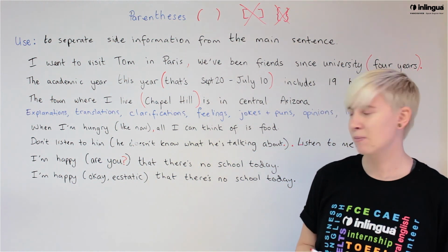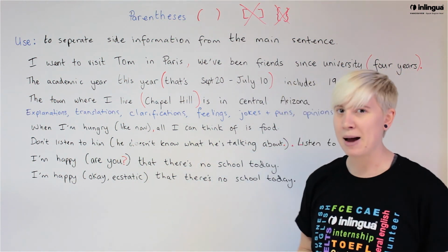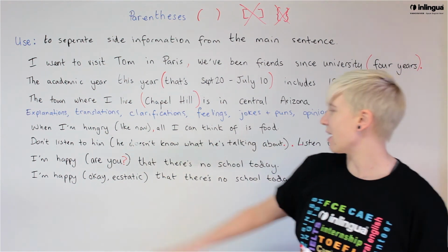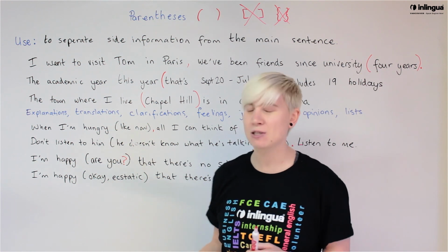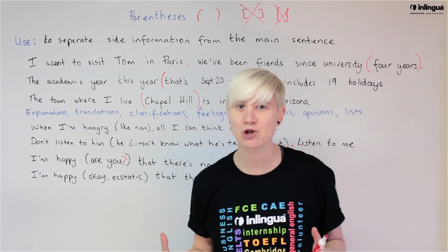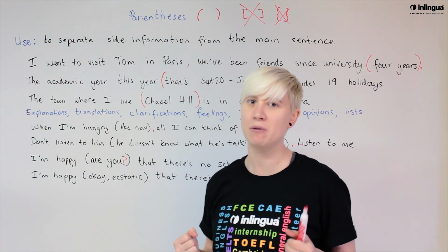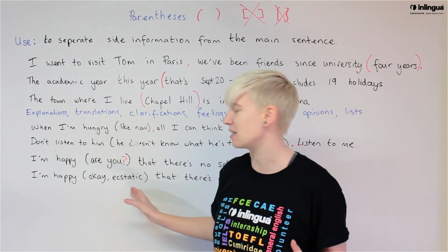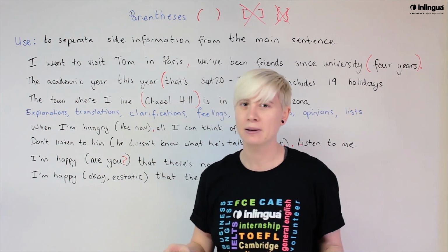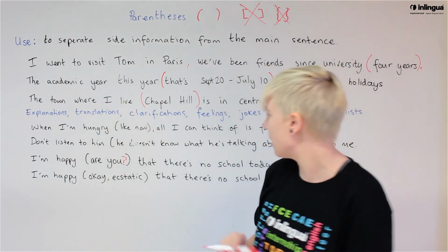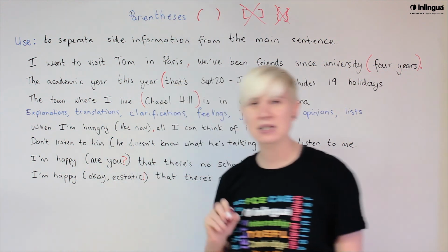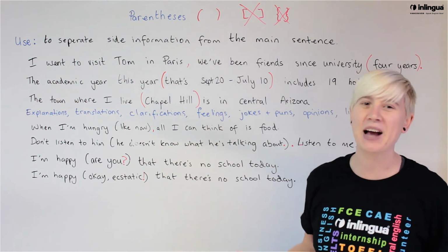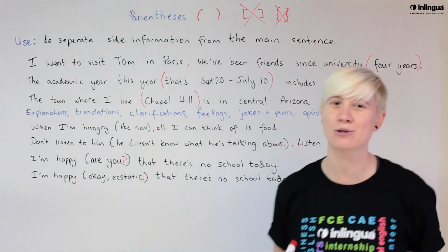And the last one, another feeling. I'm happy. Okay, ecstatic that there's no school today. So here I am adding more information. Ecstatic means really, really happy. It's a very strong adjective for a very positive emotion. I'm happy. Okay, ecstatic. Meaning is I'm actually ecstatic, not happy. I'm more than happy. So in here, it would make sense to have an exclamation mark. Okay, make it more dramatic. I'm happy. Okay, I'm ecstatic that there's no school today.